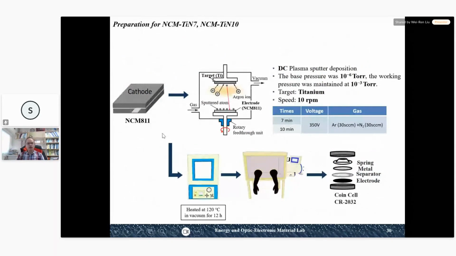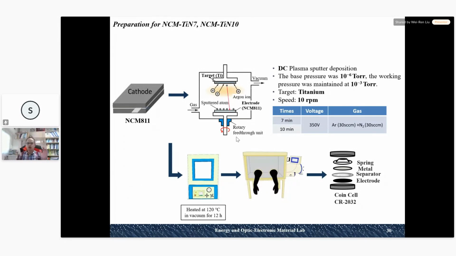First of all, we coat the NCM811 on aluminum foil, and we put the electrode into the chamber. We use titanium as the target. We pull a vacuum and introduce one-to-one argon and nitrogen. The nitrogen will attack the target, and finally we can get a titanium nitride coating on the surface. In order to enhance the homogeneity, we use a rotary sample holder to make a very homogeneous coating.